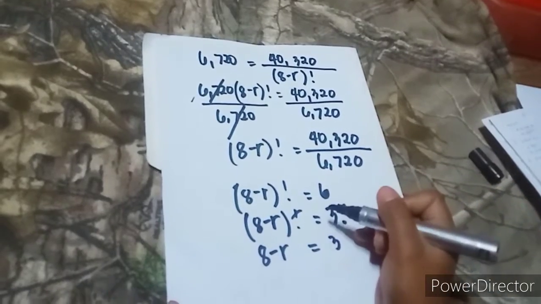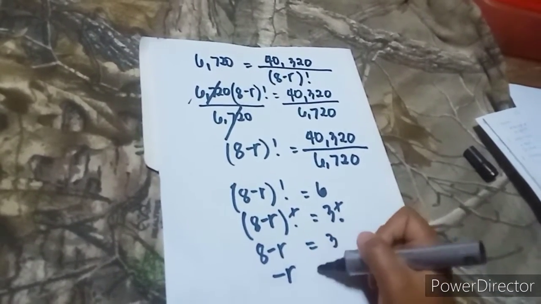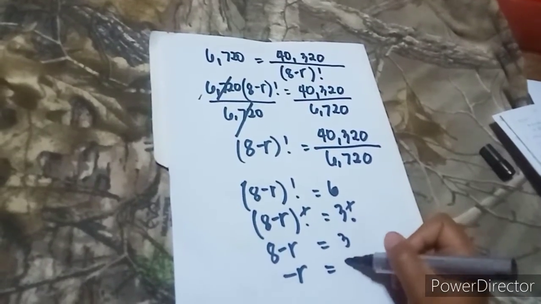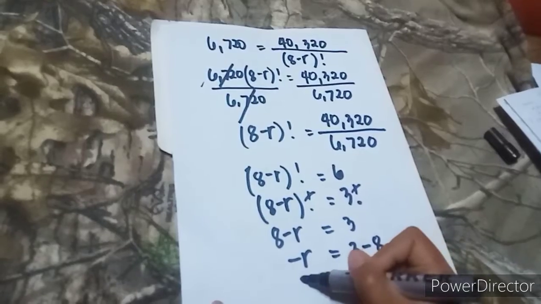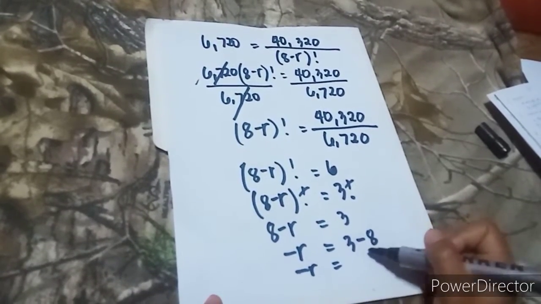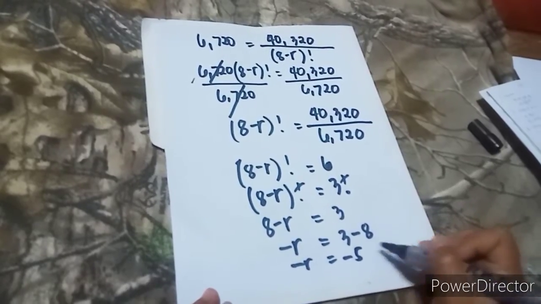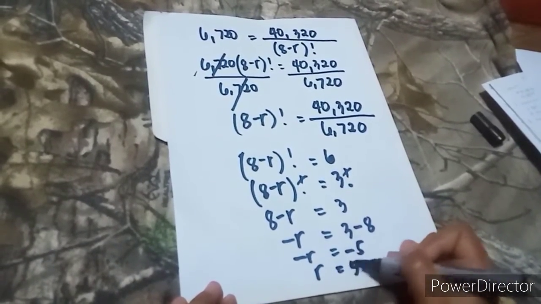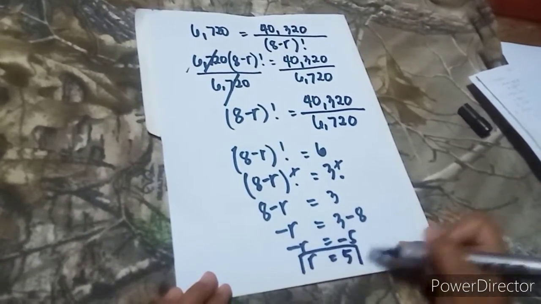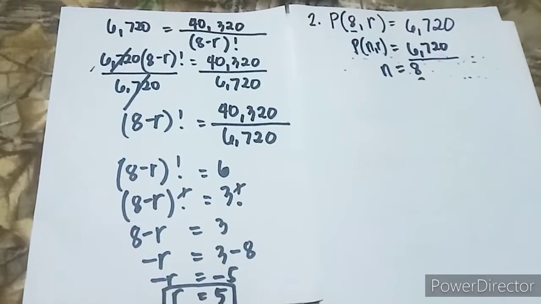Then by using the addition property of equality, we have negative r is equal to 3 minus 8. Negative r is equal to 3 minus 8, which is negative 5. Then multiply both sides by negative 1. We have now r is equal to 5. Now let's check if the derived value for our r is correct.